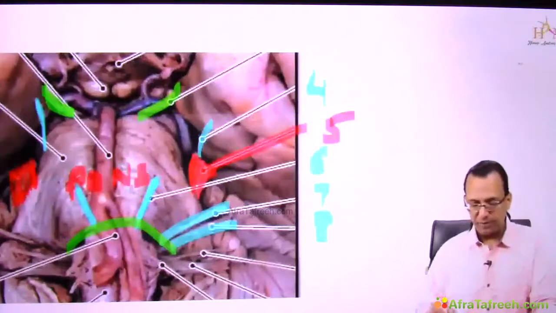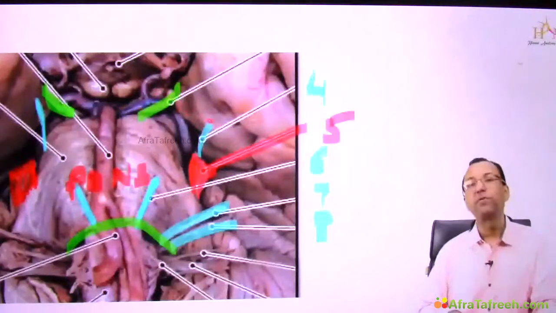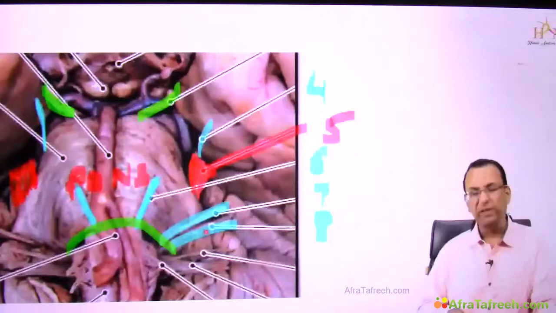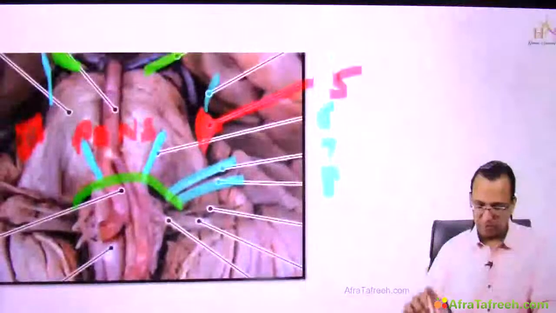So where did the 5th nerve come from? The 5th nerve came from the pons. And where did nerves 3 and 4 come from? They came from the midbrain. So nerves 3 and 4 come from the midbrain, and nerve 5 comes from the pons. And nerves 6, 7, 8 come from the pontomedullary junction. Then where are 9, 10, 11, 12? Nerves 9, 10, 11 and 12 come from the medulla oblongata.